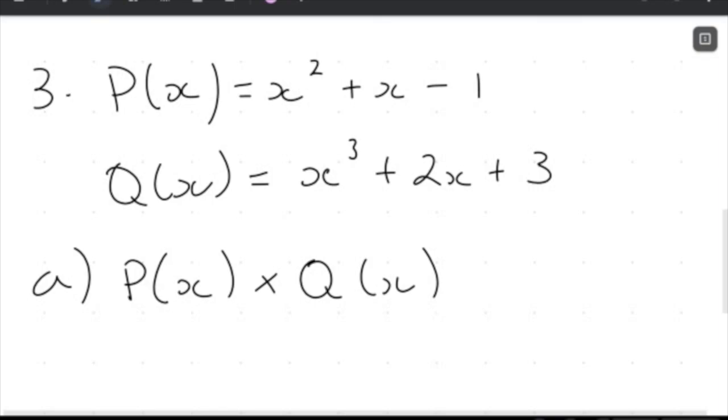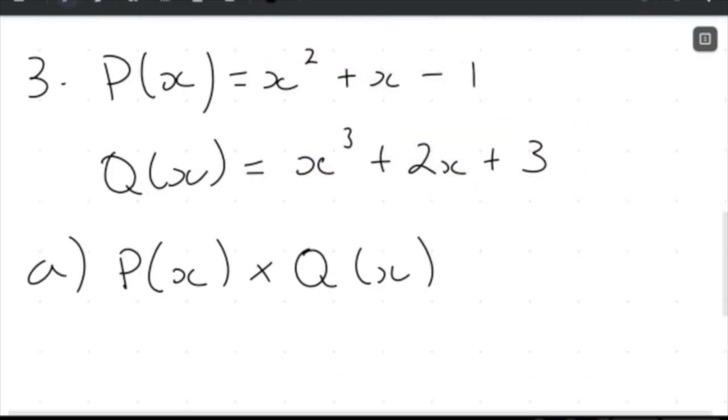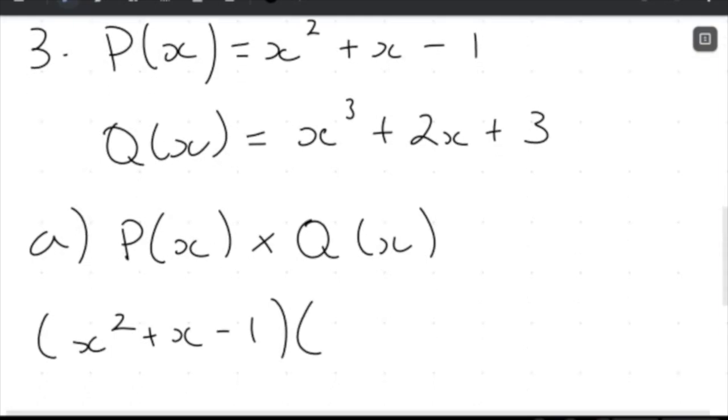So, taking p of x, multiplying it by q of x, I basically want to take my two algebraic expressions and multiply them together. To write that, because I have multiple terms here, I want to put these in brackets. So I have x squared plus x minus 1. And what the brackets are going to do is make it very similar to the other questions that we've been doing, which we're going to be more comfortable with by now.